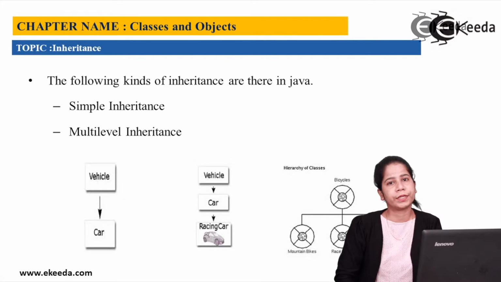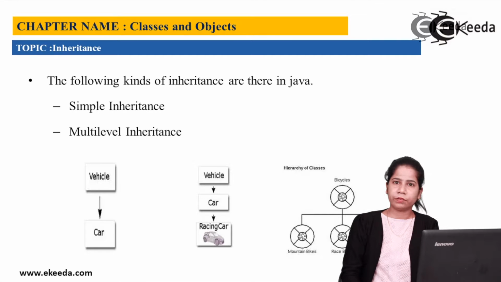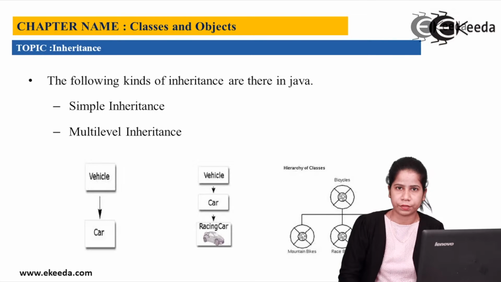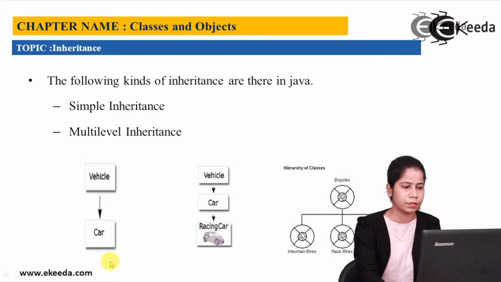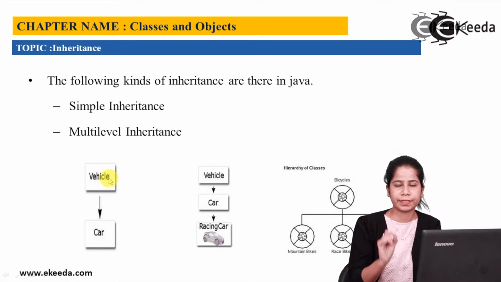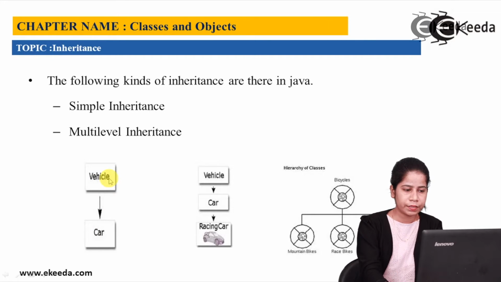Inheritance is of different types in Java. Here we are going to see the different types. The first, very basic type of inheritance, is simple inheritance, also known as single inheritance. What is it? In single inheritance, exactly one class is acting as a parent class, and exactly one class is acting as a child class. That means one class is extended by another class.